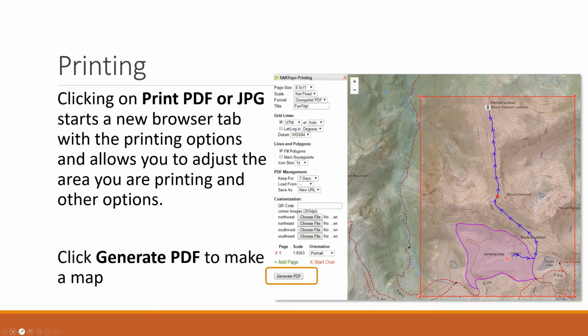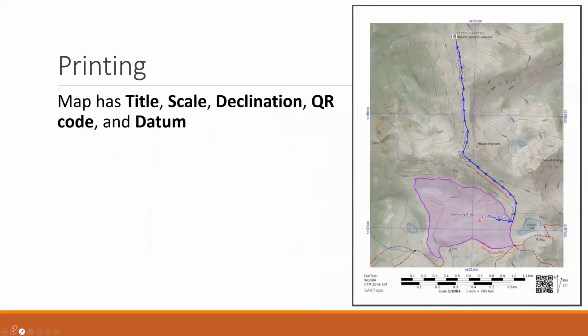When you do print, it'll start a new browser tab where you can change what you want printed. And in the bottom right, it'll put in a QR code to help you with bringing it into Avenza and other applications. And there's a number of different options within printing. There's an example of it right there. Here's your QR code. Here's your declination. You've got all the normal information here, your scale, datum.